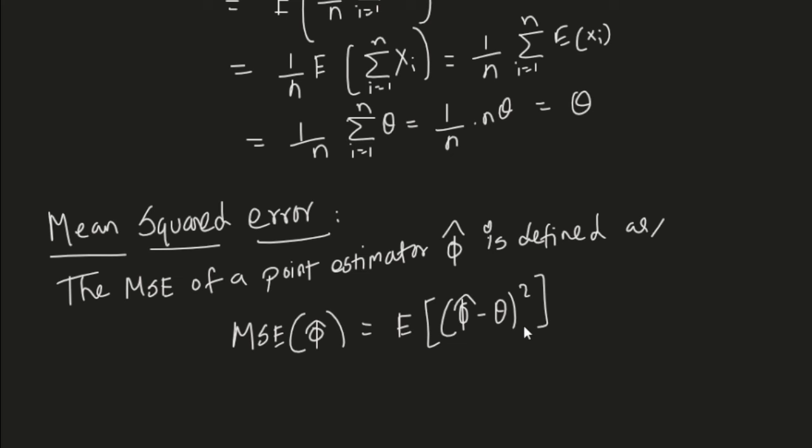So this is the mean squared error, because phi cap minus theta is the error that we make when we estimate theta based on phi cap. Phi cap is an estimator of theta, but since we say estimator, we are not guaranteed that phi cap would always equal theta. So there can be some error, and that error is given by phi cap minus theta. Mean squared error is basically we square the error first, which is phi cap minus theta squared, and then we take the mean of it.